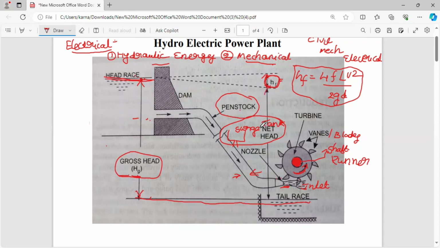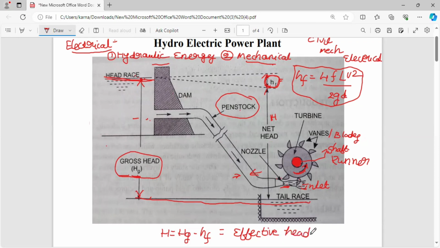But the remaining balance head is called the net head. Net head is represented by capital H, and it can simply be written as H equals Hg minus Hf. Net head is also called the effective head.